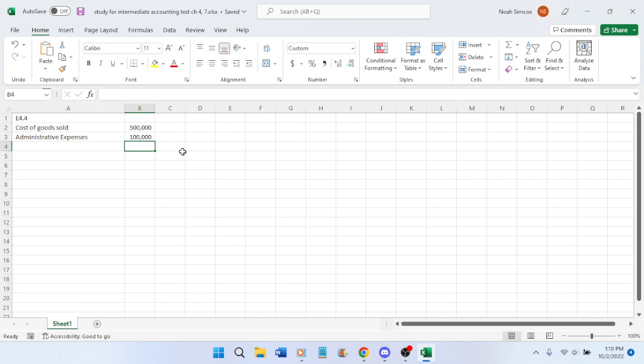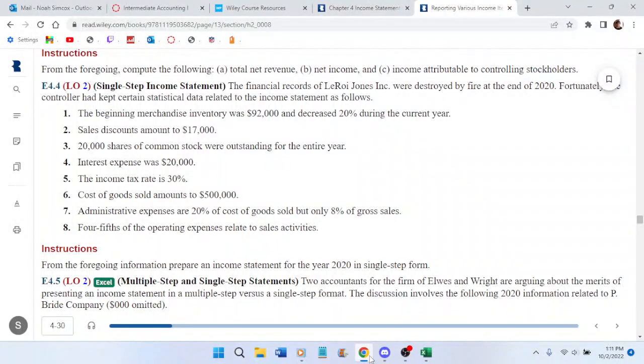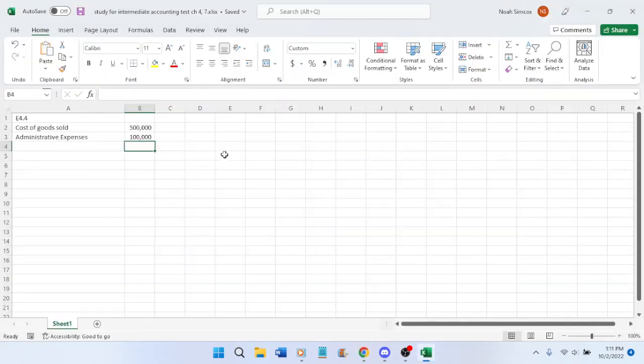And by the way, which one is the correct one? 149,000 seems to be the correct answer, I guess. Because I never did write down the correct answer now, did I? I wrote down how to do the single step income statement. But anyways, we have administrative expenses, 8%. So administrative expenses equals 8% of gross sales.